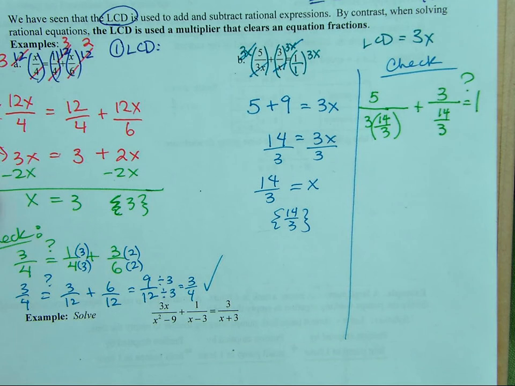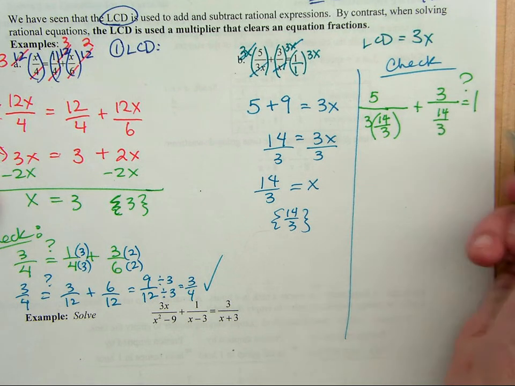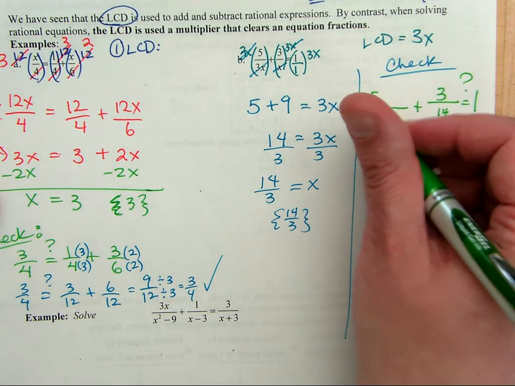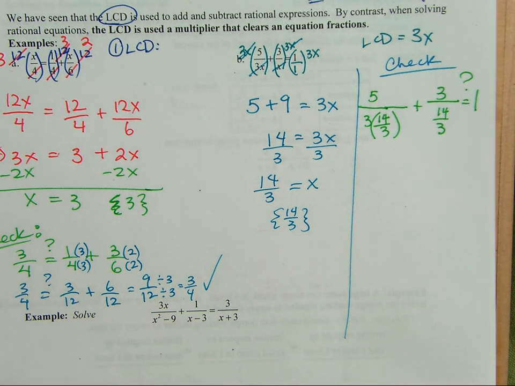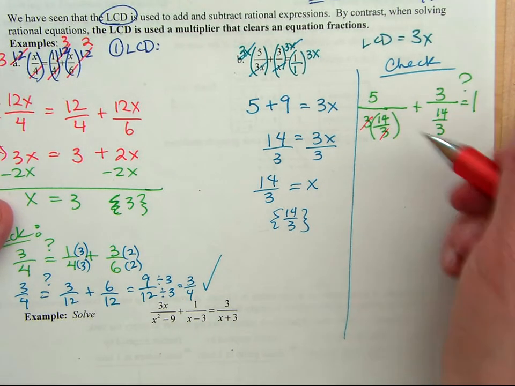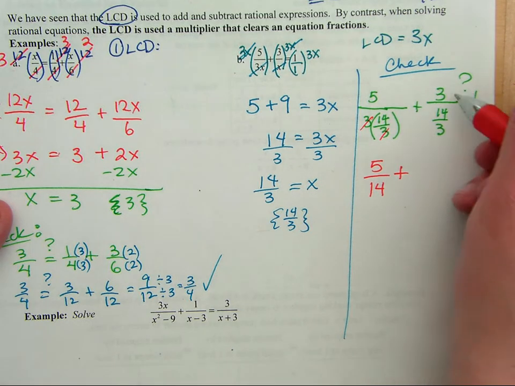I put the question mark over the equal sign because I'm not sure. What if I had made a mistake solving? Then I might have gotten the wrong answer. So I don't know if it will equal. That's what I'm trying to find out. So what happens here? Can anything simplify within that complex fraction, that first one? The 3's do cancel. So we end up getting 5/14 plus, how can I deal with this?